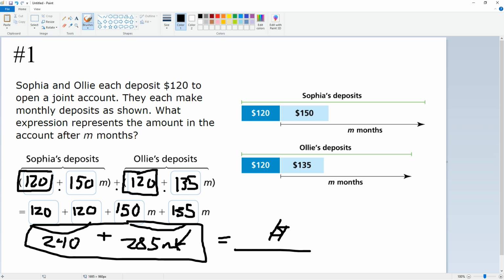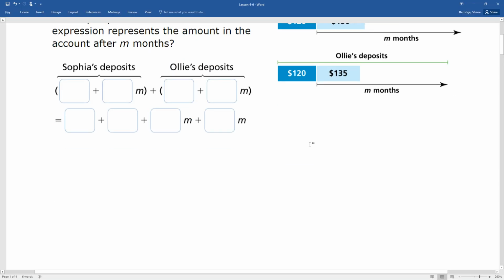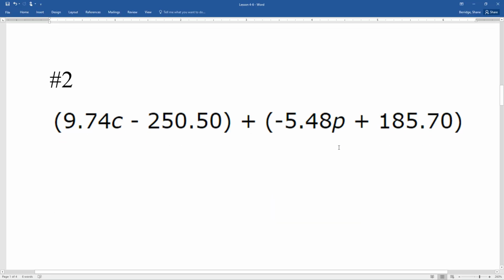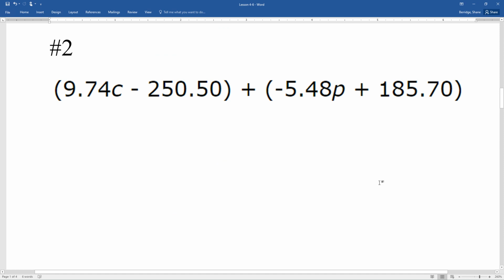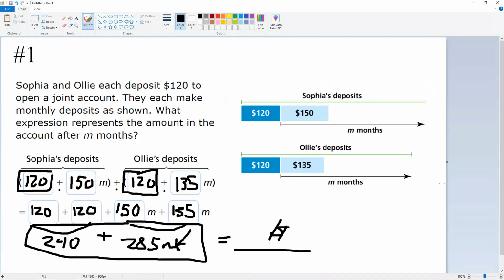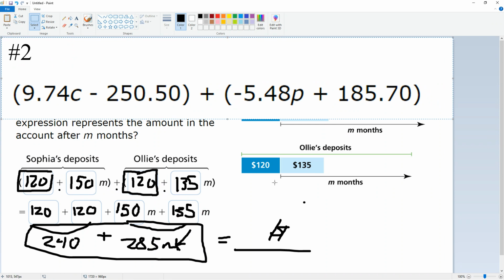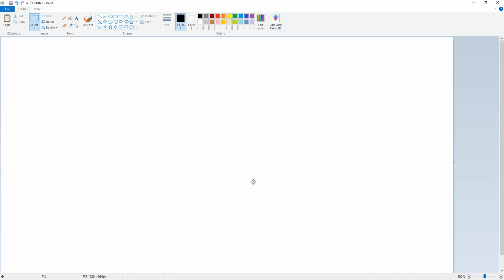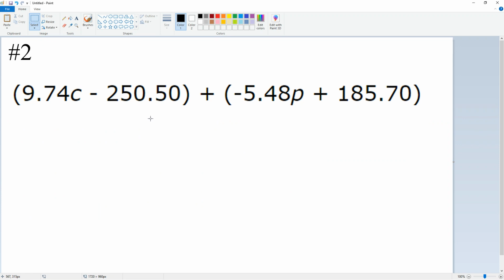Okay, let's talk about some more here. Okay, let's talk about this guy. Okay, now we've got a lot here. Let's throw this into Paint so that we can. Okay. We've got some here where we're starting to have negatives and we're starting to have positives.